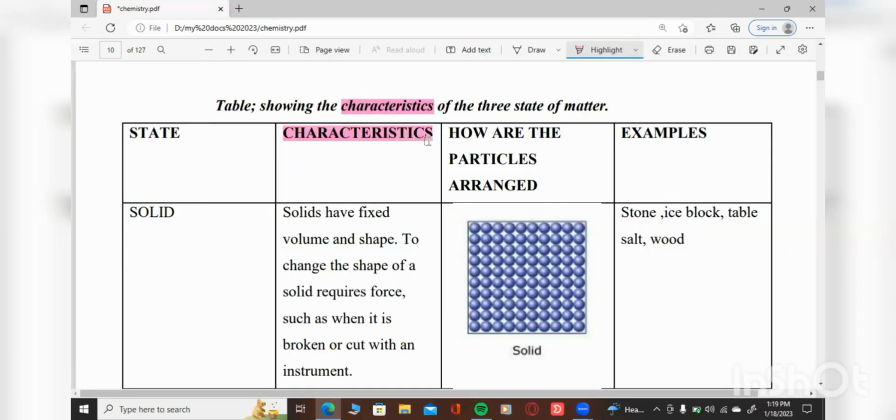We're going to look at the characteristics. We only have three states that we're going to talk about: solid, liquid, and gas. Then we are going to talk about the characteristics of each, how the particles are arranged, and an example of each of those states of matter.